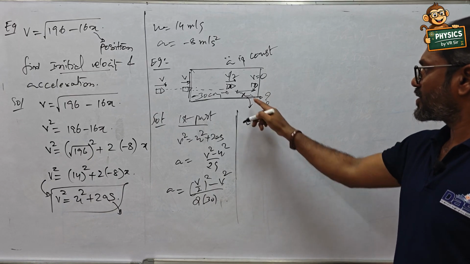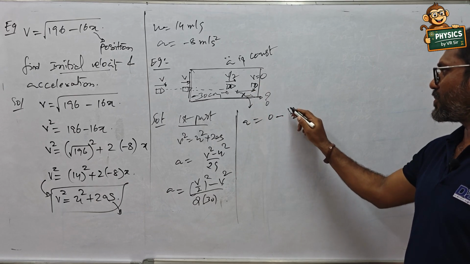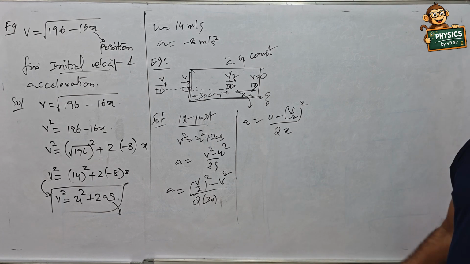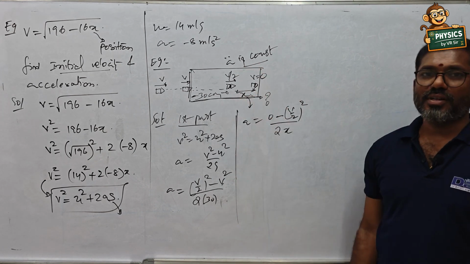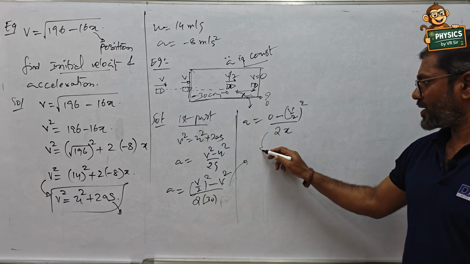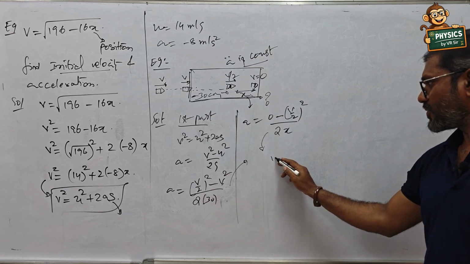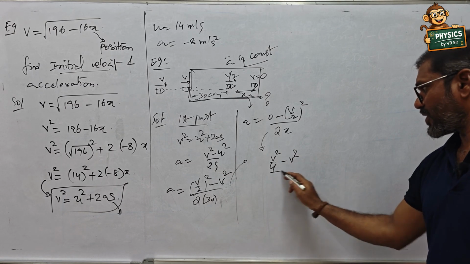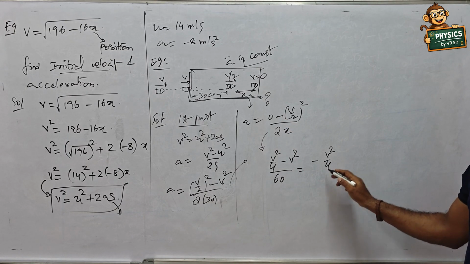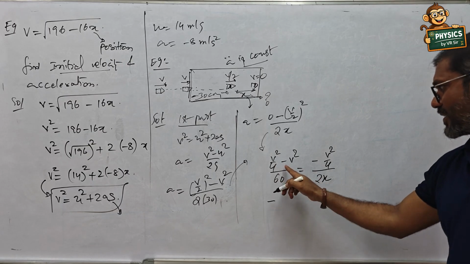Now for the second part, the acceleration is final velocity 0 square minus initial velocity v by 2 whole square, upon 2 into x. We don't know what x is. But a is constant because the wooden block exerts the same retarding force on the bullet. Therefore these two can be equated. So v square by 4 minus v square upon 60 is equivalent to 0 minus v square by 4 upon 2x.